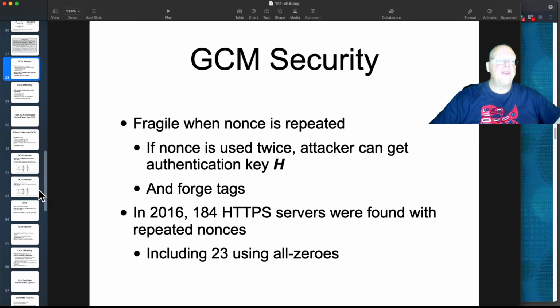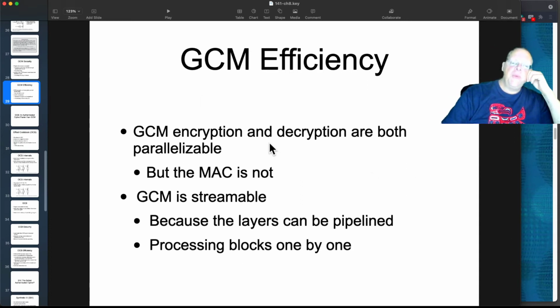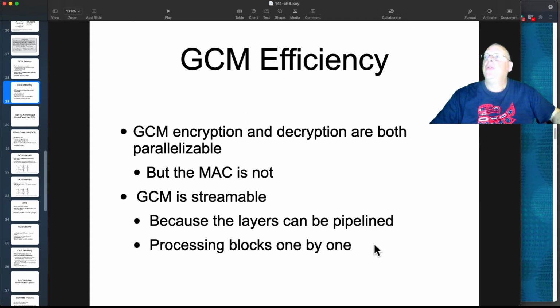It's worth asking what would happen if you misapplied it by making a simple mistake like repeating a nonce. So they're both parallelizable, encryption and decryption, but not the MAC. It's streamable because the layers can be pipelined, so that's good. You do not need to hold the whole thing in memory. Yep, there will always be errors. There will also always be side channel attacks from the hardware. You're never going to get away from any of those things entirely.